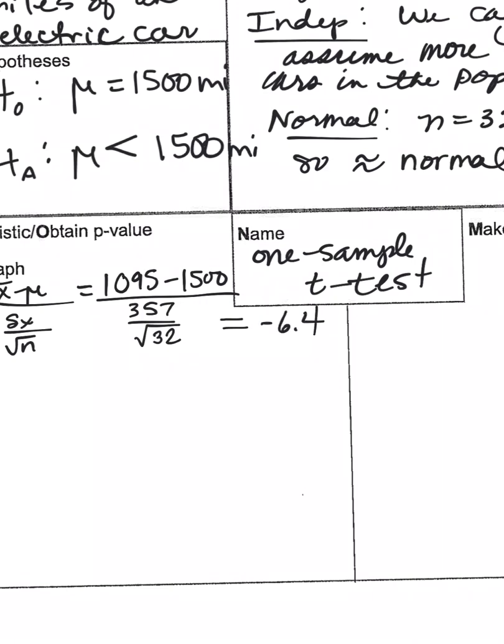approximately negative 6.4. All right, so I want you to use your common sense and tell me, is that a lot of standard deviations away from the mean? Yes. So do we expect to reject or fail to reject? Reject. It's going to be a teeny, tiny little bit of area out on the end, isn't it? So we're expecting a p-value really, really small, aren't we?